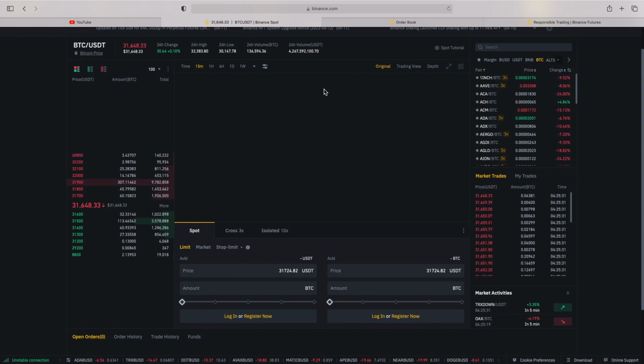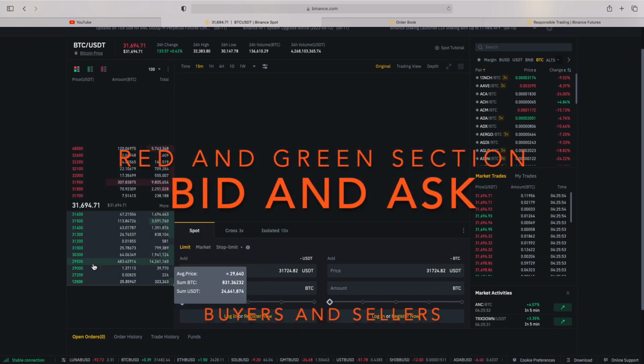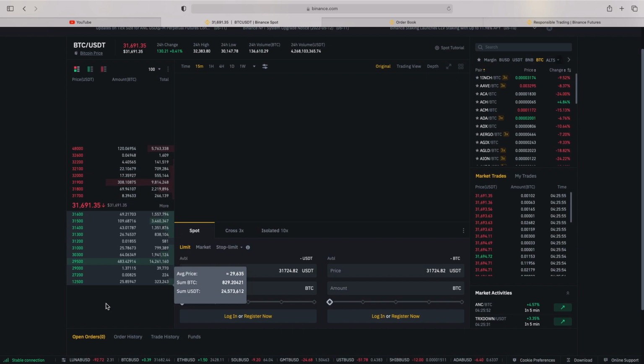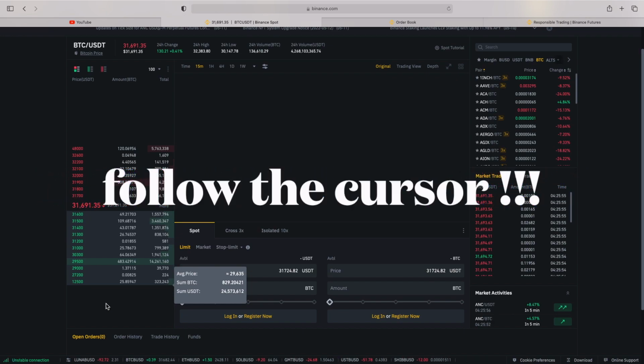So, before you understand what I want to teach you, it's very simple. This is a very simple logic and simple strategy. I'm not going to waste much of your time. I will name it this way. We have the red section and we have the green section. The red section is called the ask. The green section is called the bid. Before you understand what I want to teach you, you need to know the meaning of an ask, and also the bid.